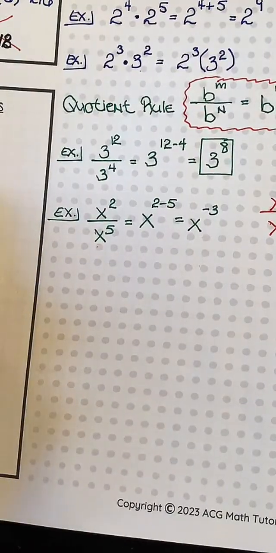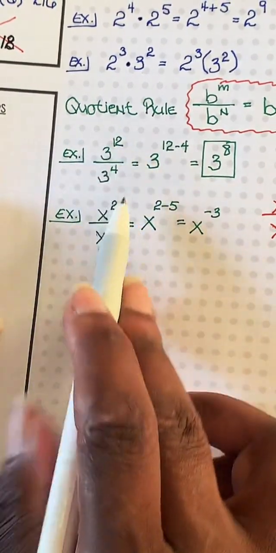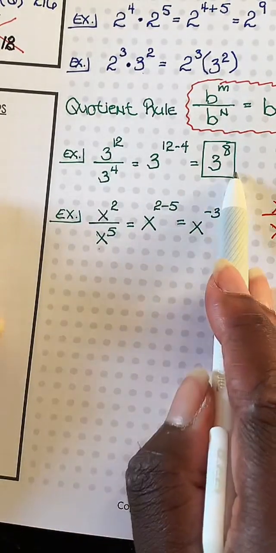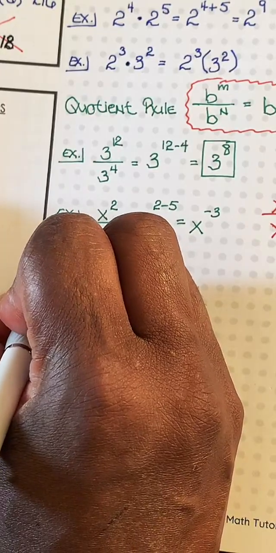So this is going to lead us to our next one. Because you're probably like, oh, okay, quotient, your numerator, the exponent of the numerator minus the exponent of the denominator, and you can get your answer. But let's talk about negative.